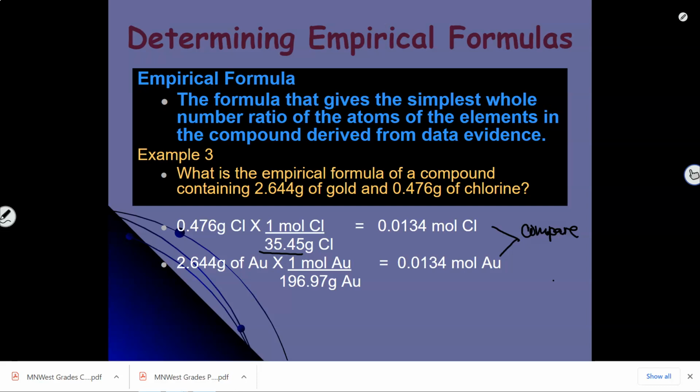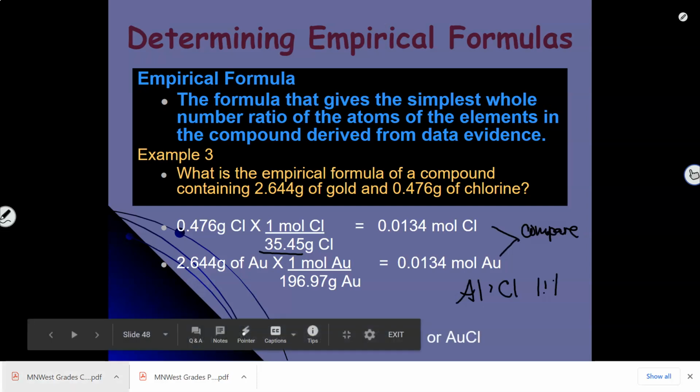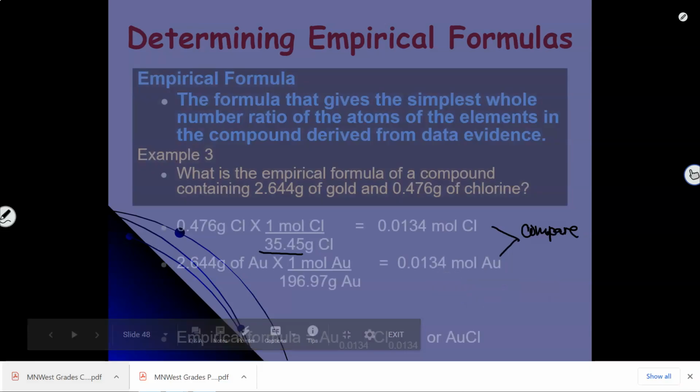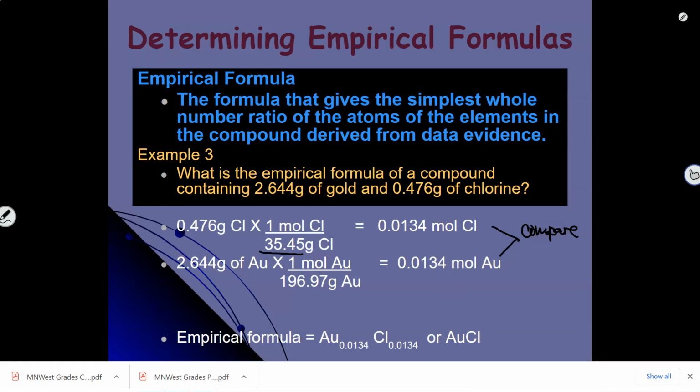Wouldn't that tell us that the gold and the chlorine are in a 1 to 1 ratio? So it could be written as AuCl. Notice down here I did write those in as what those were, but whenever we write a formula, it's always a small whole number ratio. If I took 0.01434 divided by itself, it would be 1. So it's a 1-to-1 ratio. The substance would be called gold(I) chloride.